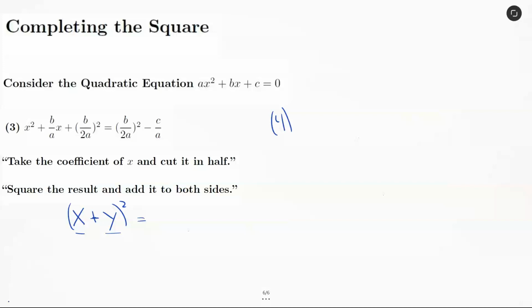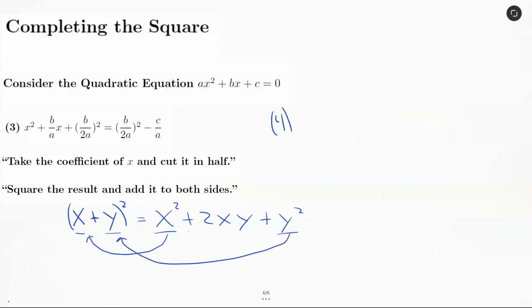And what we say to ourselves is, our mantra is x squared, first term squared, plus 2 times the first term times the second term plus the second term squared. Now notice the square roots of these terms: x squared, x, y squared, and y. And when I take x and y and multiply them together times 2, I get the middle term.